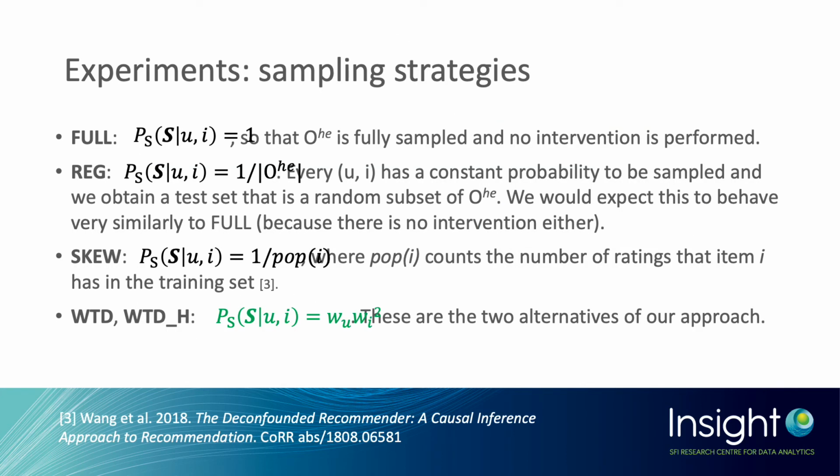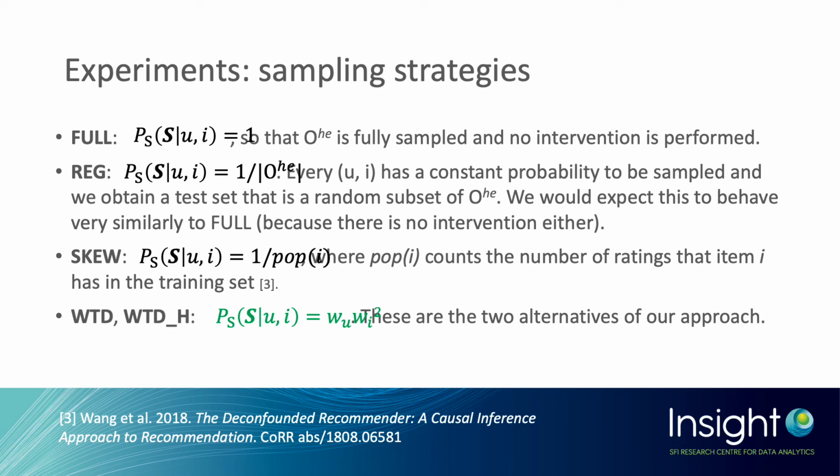In the experiments, we compare 5 sampling strategies that sample from the held out test set OHE. Each strategy produces a different intervening test set. Full samples the entire OHE so that no intervention is performed. Reg corresponds to the classical way of generating a test set. Indeed, it randomly samples from OHE. Skew, which samples user-item interactions in inverse proportion to item popularity, thus producing test data with reduced popularity bias. And finally, WTD and WTDH, our two approaches explained in the previous slides.